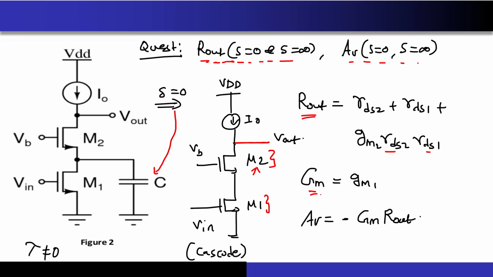And what is the GM of the circuit? The capital GM is nothing but the GM1, correct? So the total gain will be nothing but the product of these two, and that's how you can easily get the final voltage gain of the circuit at low frequencies.